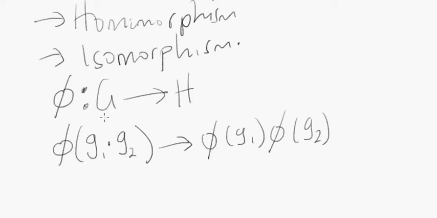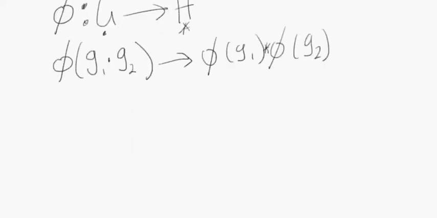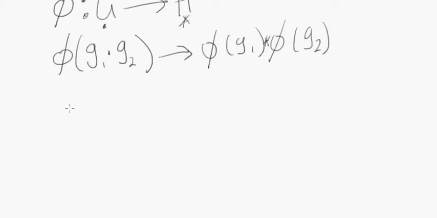So if we say that multiplication in the group G is a dot, then multiplication in the group H would be like a cross. A homomorphism is a function from one group to another, and the first property is that it takes G1, G2 and sends it to phi of G1 times phi of G2. But this feels very abstract, so let's get a little more specific.